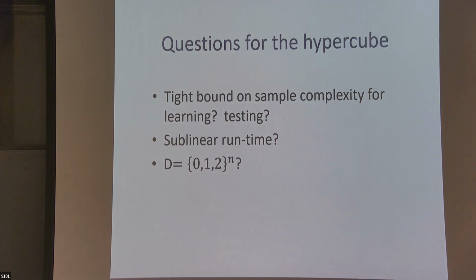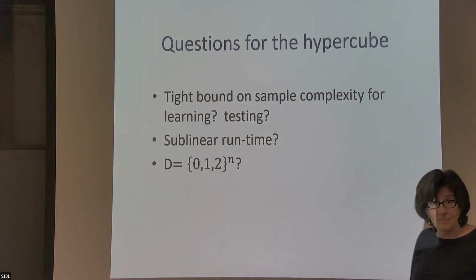And so, we don't have tight bounds for learning. We definitely don't have tight bounds for testing. We don't have sublinear runtime. We don't have results for other domains like generalizations of the hypercube. So there's a lot of open questions here.